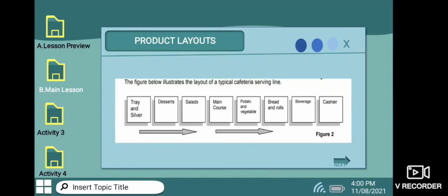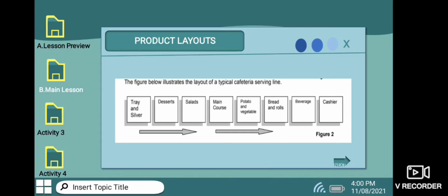So parang same lang siya dito, which this figure below illustrates the layout of a typical cafeteria serving line. So tray and silverware, they will pick up desserts, then salad, then their main course will be potato and vegetables, bread and rolls, beverage, then kapag nakapili na sila, they will go to the cashier. That is the whole process. That is the whole product layout.